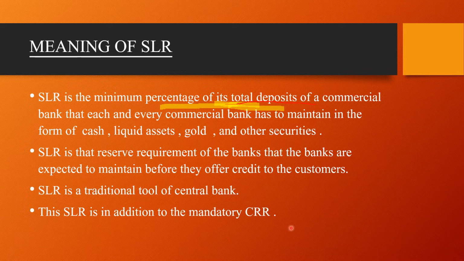So we know that every commercial bank has to maintain the cash reserve ratio. This SLR is in addition to that. In addition, this statutory liquidity ratio is also a must for every commercial bank. So I repeat, first of all, you calculate the total deposits of a commercial bank, then you calculate the minimum percentage, and whatever answer comes, that figure has to be kept in the form of cash, liquid assets, gold, and other securities.